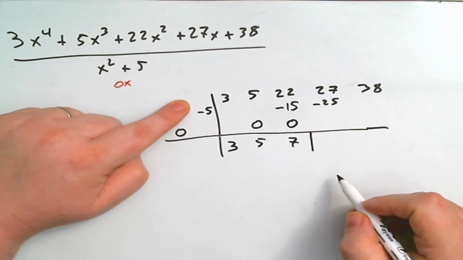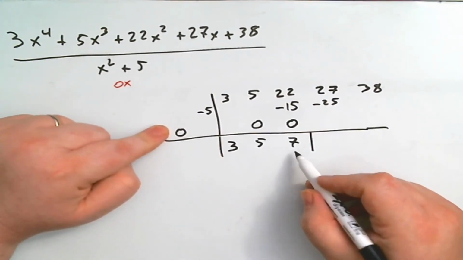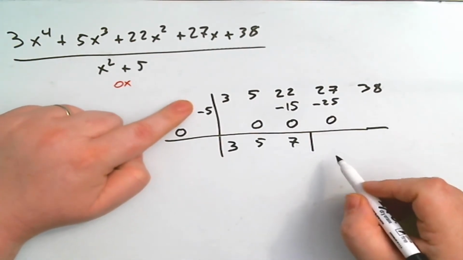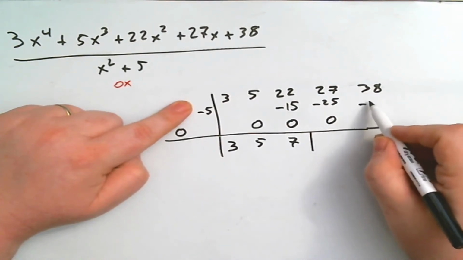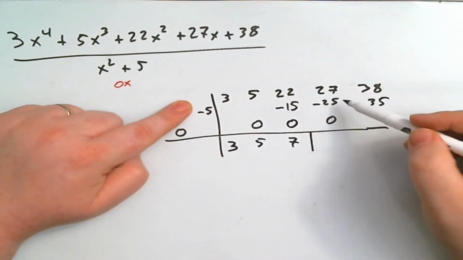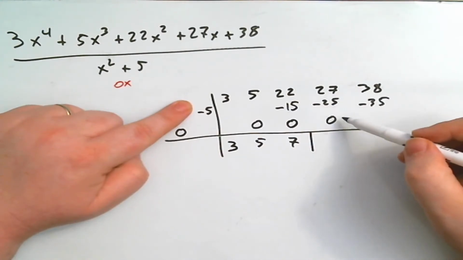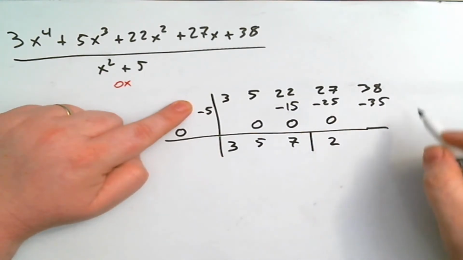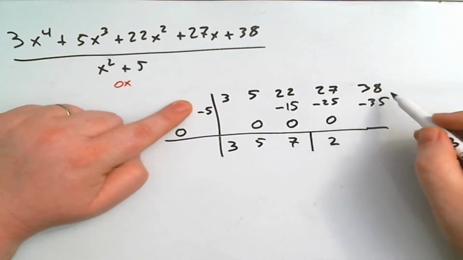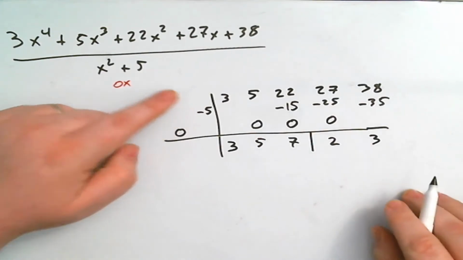22 plus a negative 15 plus 0 gives me 7. Repeat the multiplication one last time. 0 times 7 gives me, of course, 0. Negative 5 times 7 gives me negative 35. And now I add up the next column. 27 minus 25 plus 0 is 2. And now I finish with my multiplication. I add the last column. 38 minus 35 gives me 3.